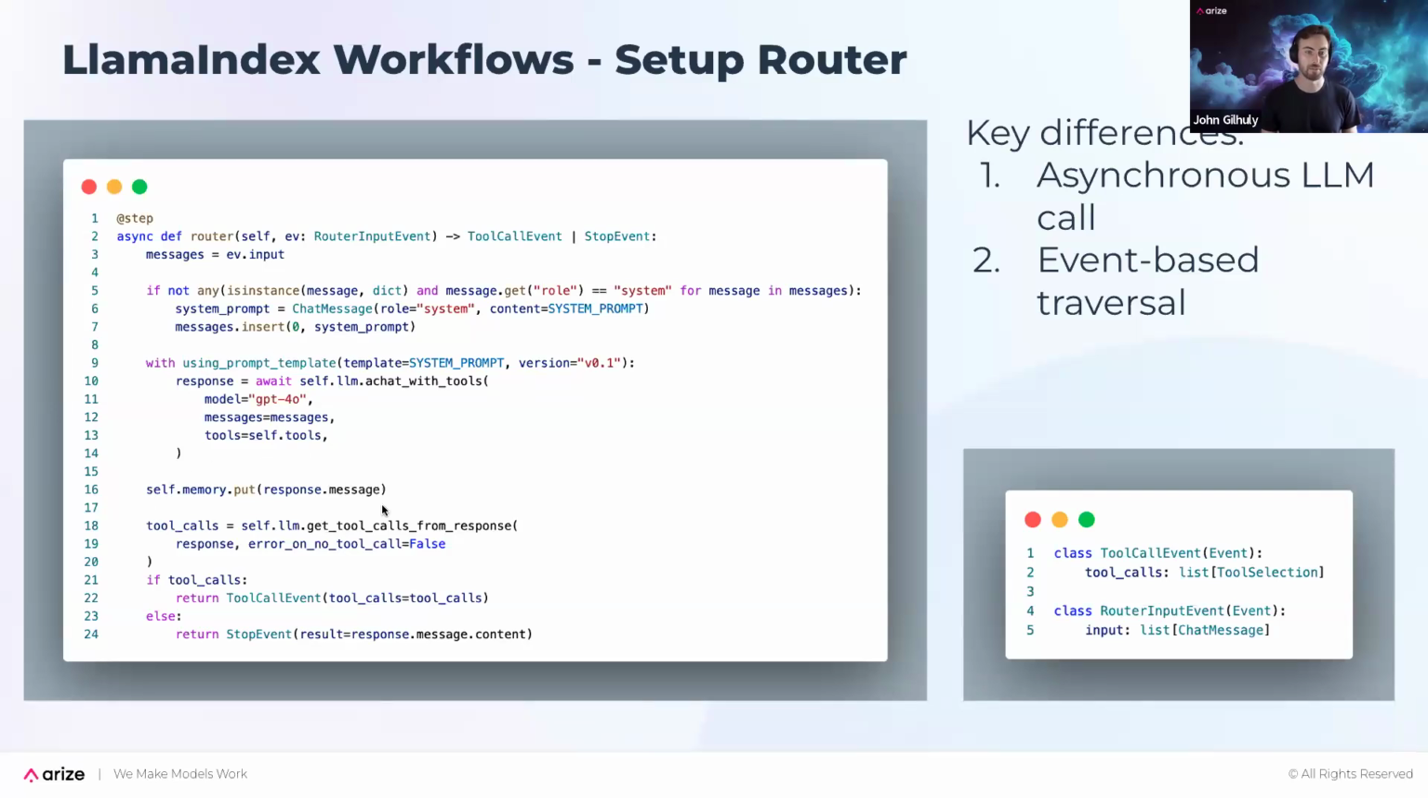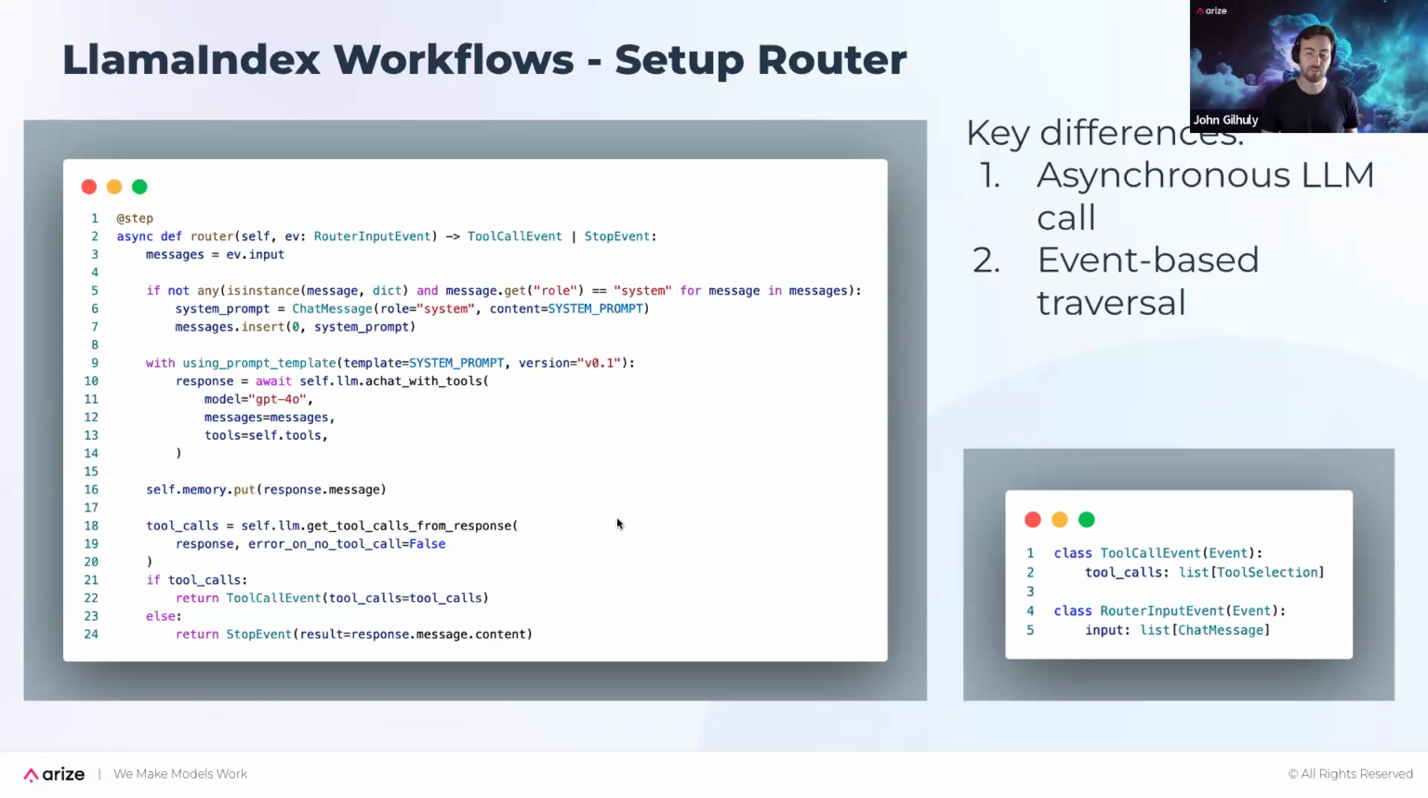And then we're taking the response, adding it to memory. And then we are doing our little if statement of, did we get any tool calls back? If so, we're going to trigger this tool call event. So that's a new piece there. If not, then we're going to trigger the stop event. Again, a new piece with the event side of things.